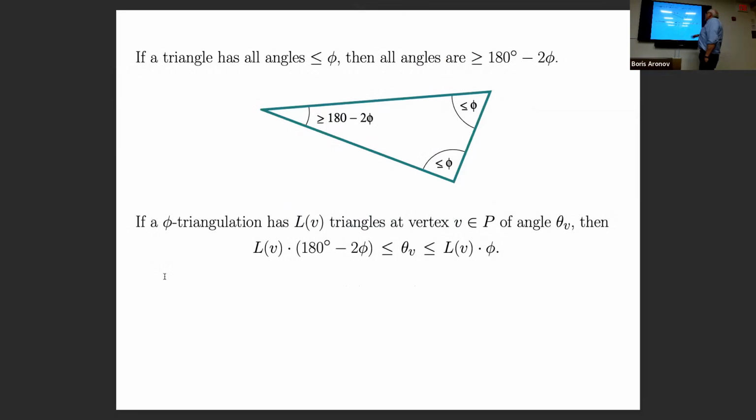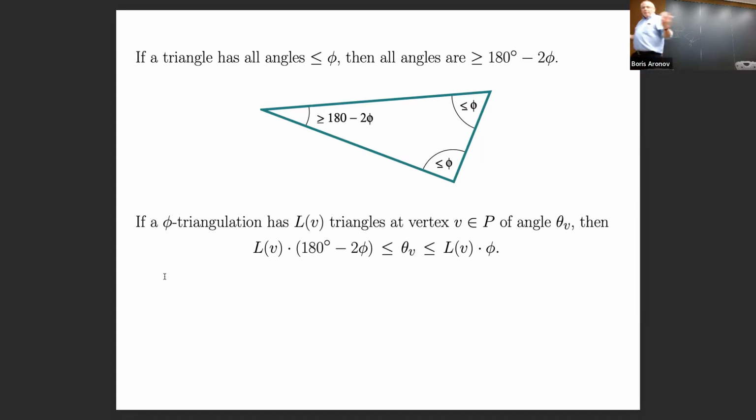Back to the fact that the angles sum up to 180 again. If you have, let me use the chart, a polygon and you have multiple triangles meeting at a vertex, this is angle theta here. And I know that the angles are bounded above by phi and below by 180 minus 2 phi, and there's 3 of them, then this angle can be at most 3 times phi, 3 times the upper bound, but it has to be at least 3 times the lower bound.